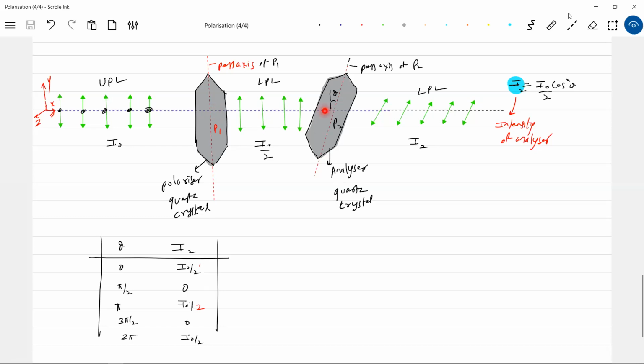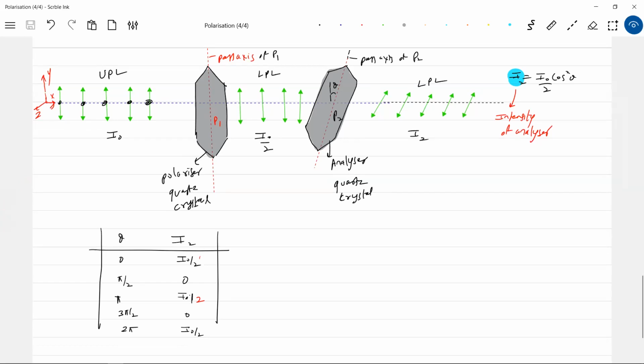We can do it like that also. I'll keep this fixed along the y-axis and I'll rotate this one. Again, how the polarized light comes here, that matters. Okay, the analyzer is nothing but a polarizer. The second polaroid is called the analyzer.